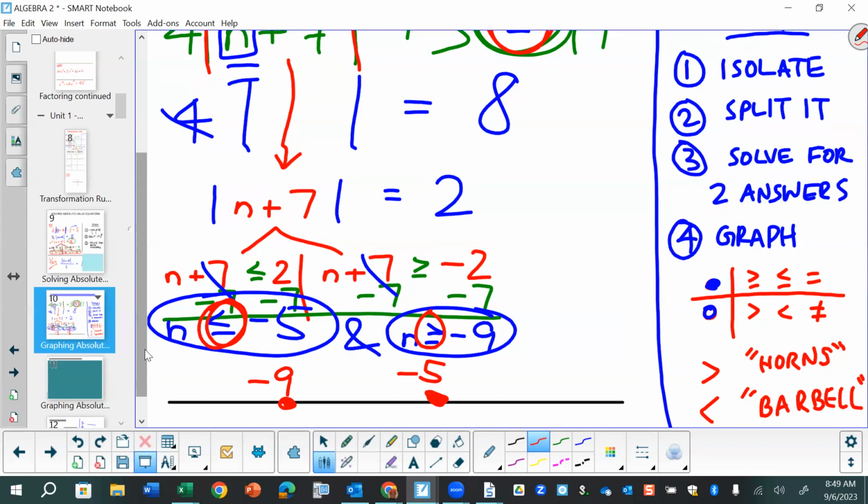Now, according to my little cheater's guide here, what should this be, the barbell or the horns? If it was less than or equal. Less than is barbell. And let's make sure it has to be bigger than -9 and less than -5. And now you see it, right? It's this stuff in the middle. Barbell right there.